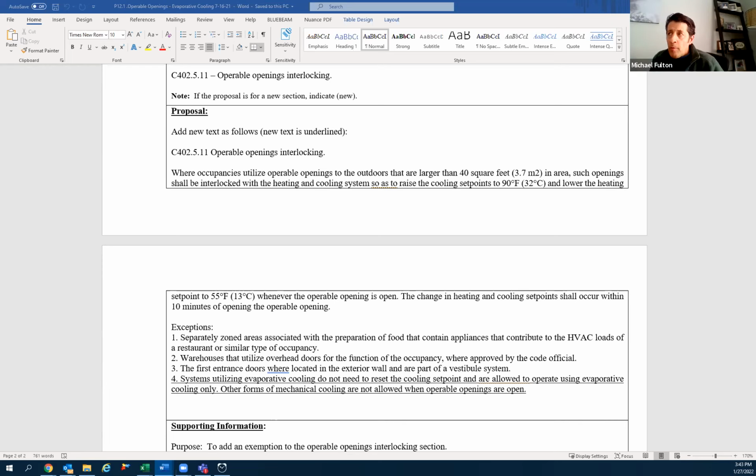I do agree with Mark that the concern that I would have would be someone would add evaporative cooling to get past the requirement and then just abandon it in place and not use it. So that would be my concern.